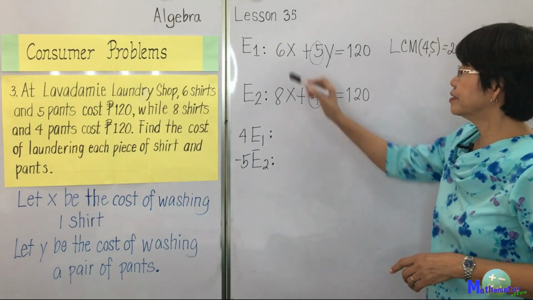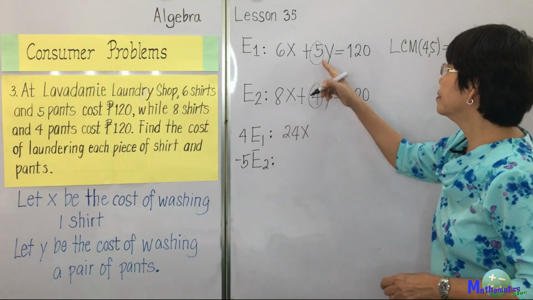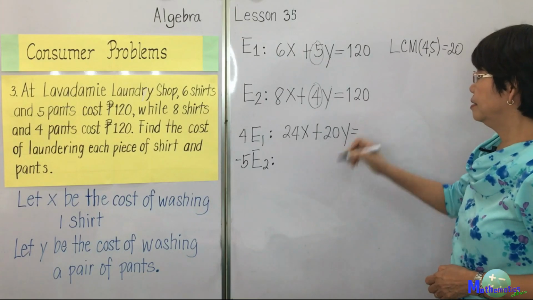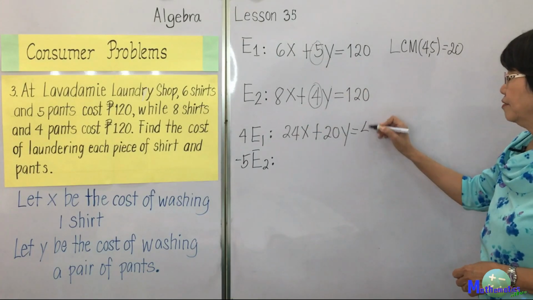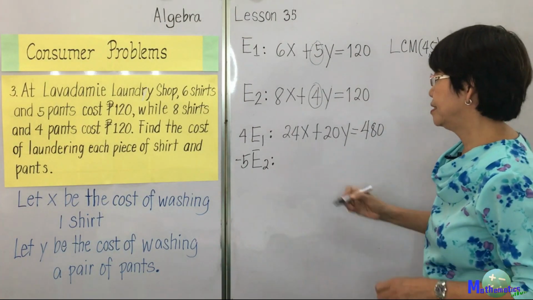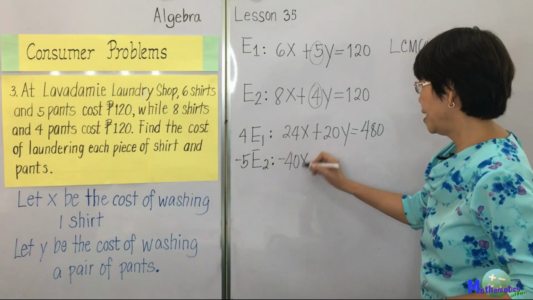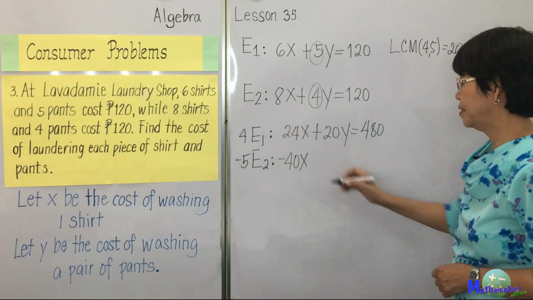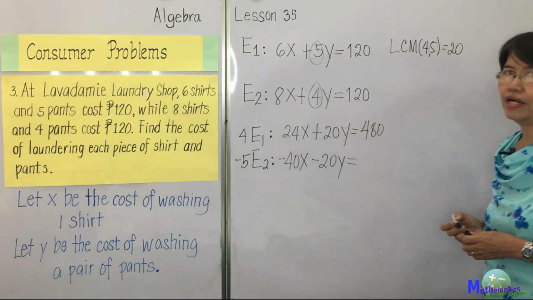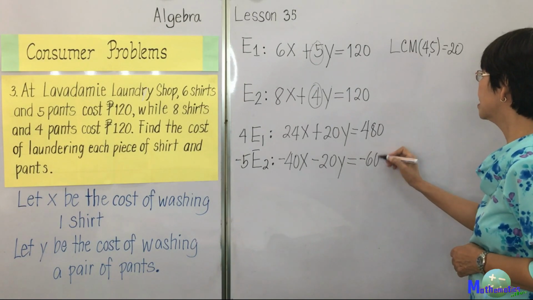So 4 times 6 is 24x, and then 4 times 5 is positive 20y. Then 4 times 120 is 480. Then negative 5 times 8 is negative 40x. Negative 5 times 4 is negative 20y. And negative 5 times 120 is negative 600.